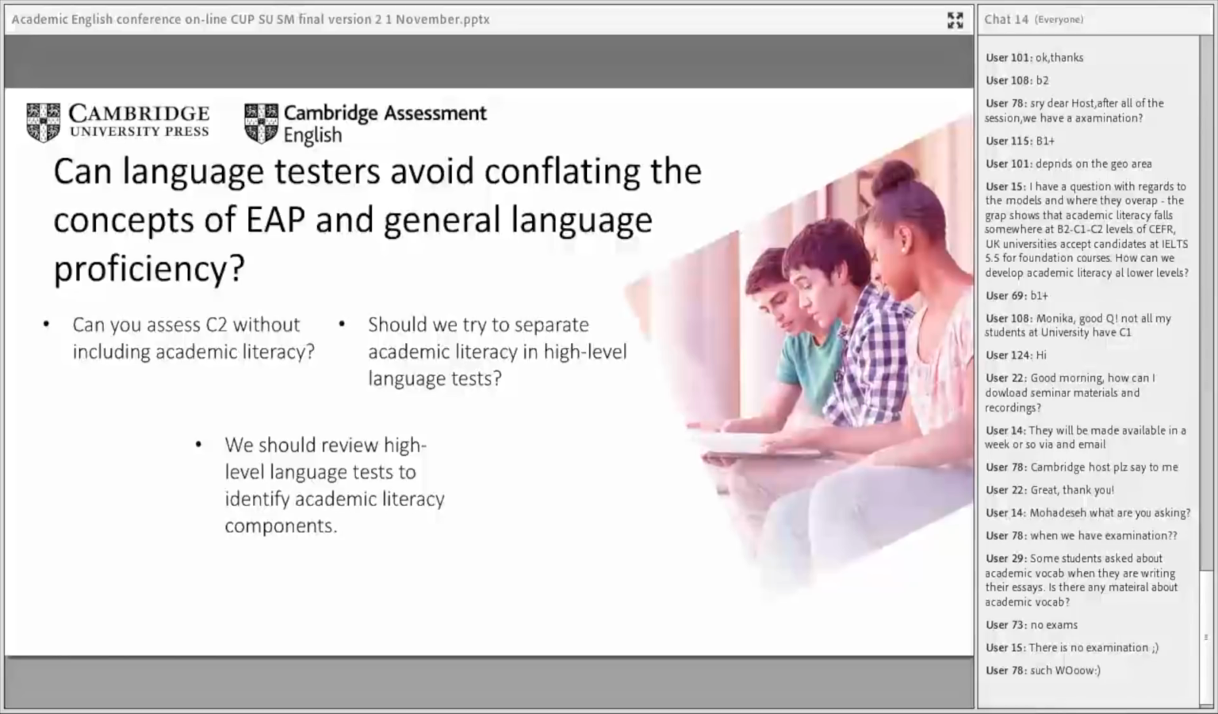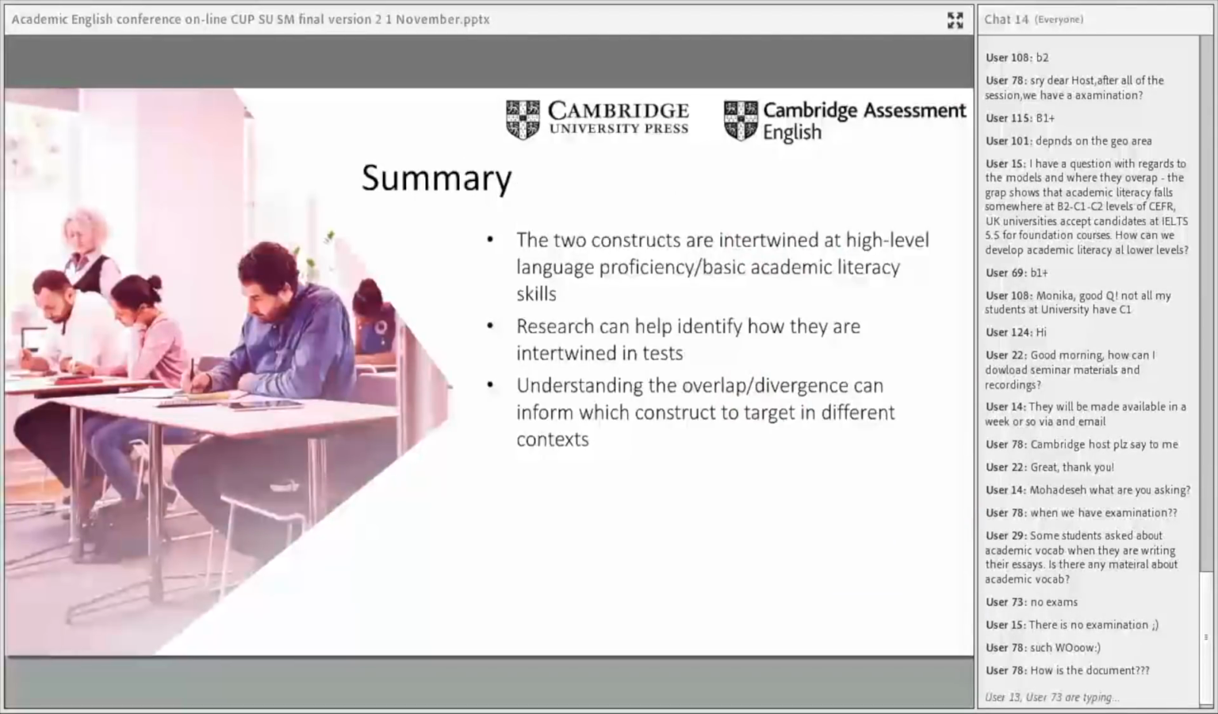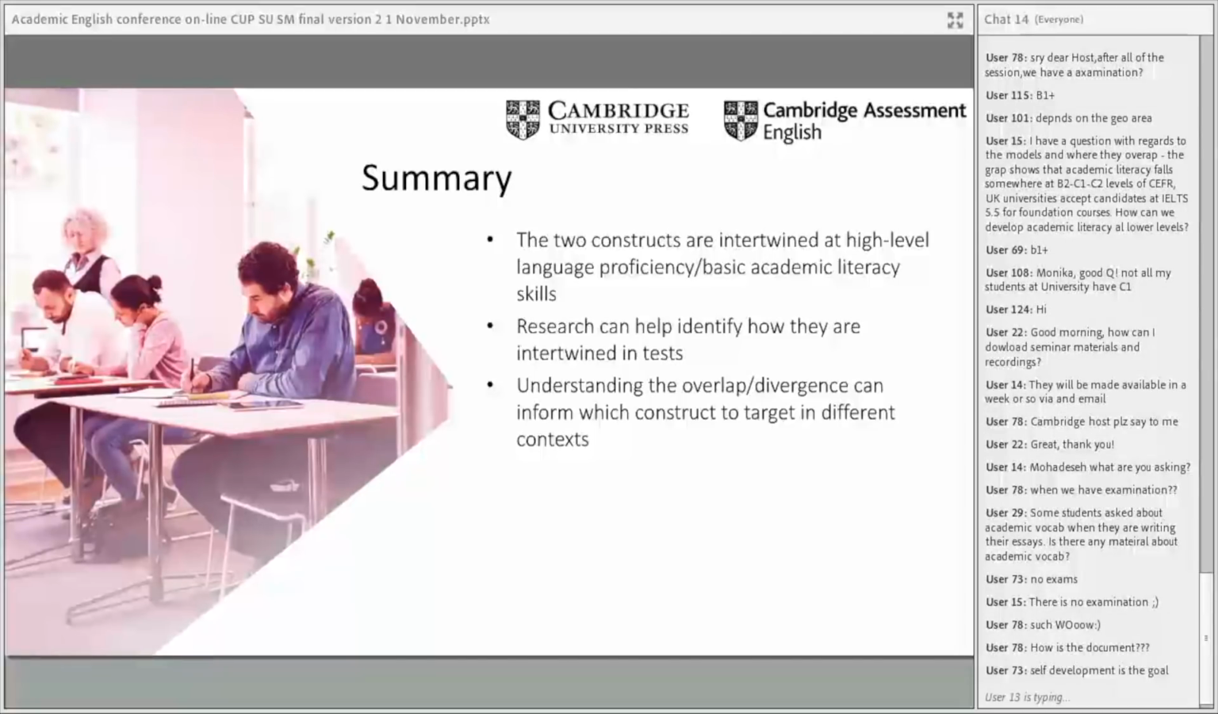So, can language testers avoid conflating the concepts of EAP and general language proficiency? Can you assess C2 without including academic literacy? Well, I think probably not. I think there is clearly overlap between academic literacy and the top level of general language proficiency. What we should be doing is reviewing high-level language tests in order to identify the academic literacy components.